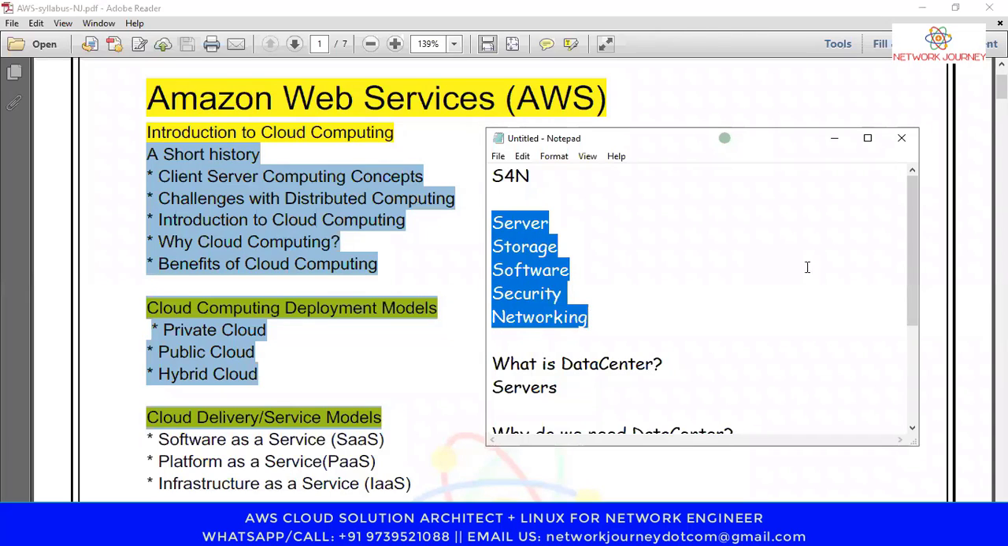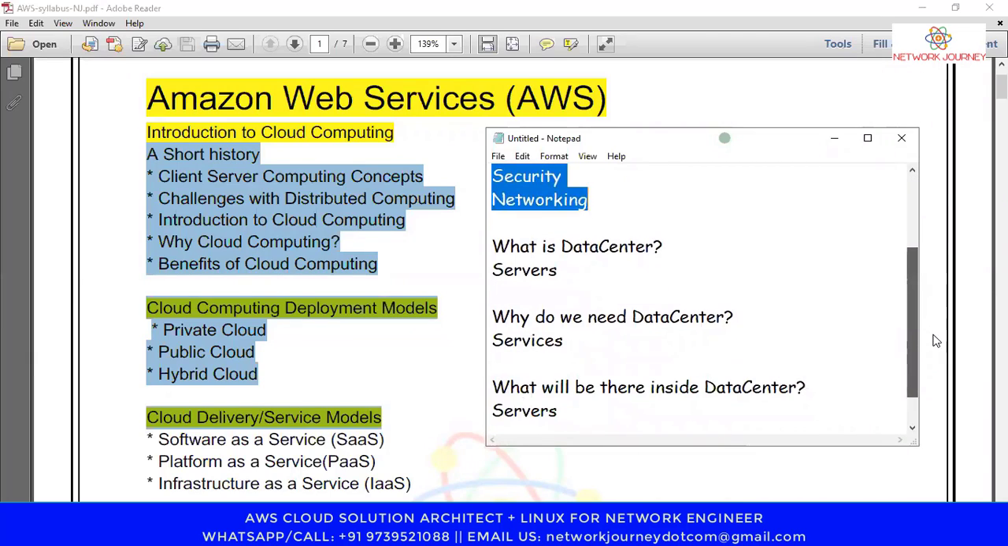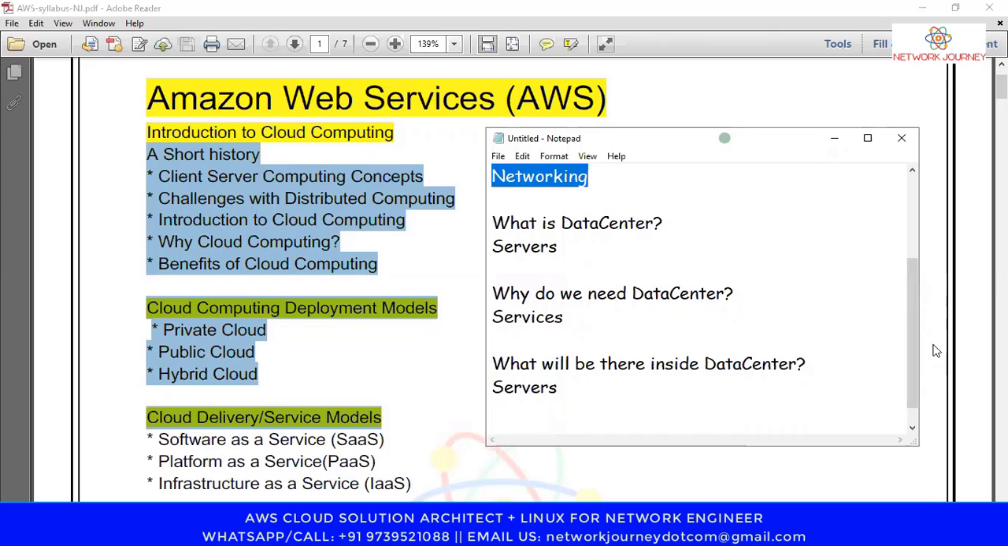So first of all, why we need data center in the sense to support our customer. According to our client requirement, we want to deliver various services. From the data center only, you are delivering various services. That services can be anything. Based on the client requirement, we may deliver any kind of services. That services can be delivered through any software, through any kind of server.